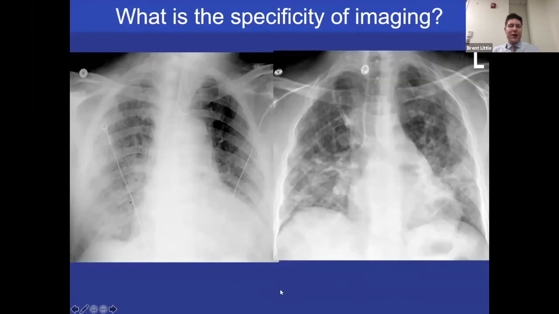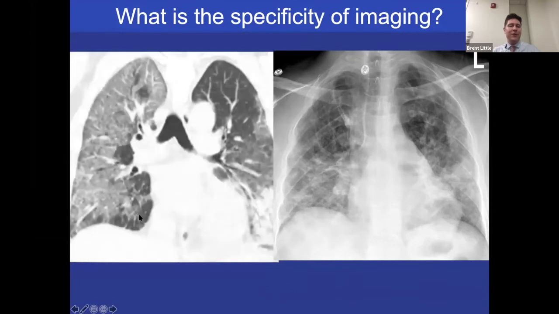So what is the specificity of imaging? It's certainly not as good even as the sensitivity of imaging. You can see here a couple of radiographs from patients who have hazy, bilateral, somewhat peripheral opacities, and neither one of these was actually due to COVID-19. They were both before the pandemic started. And you can see the CT corresponding here. And this was actually H1N1 pneumonia.